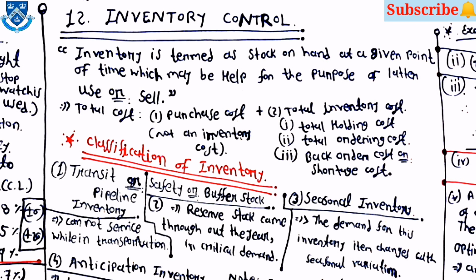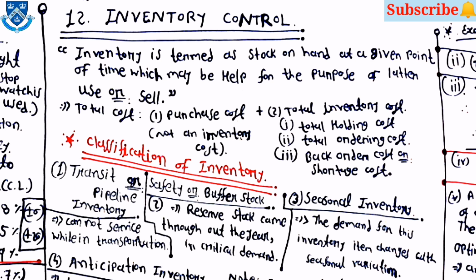Now this is the most important topic from the industrial management subject from the GATE examination point of view, which is inventory control. First of all, the definition: inventory is termed as stock on hand at a given point of time, which may be held for the purpose of later use or sale. Then total cost is equal to the purchase cost plus total inventory cost.